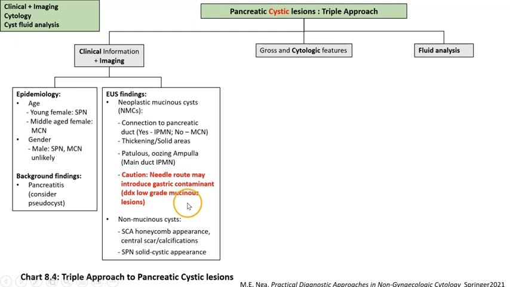the transgastric route. For non-mucinous cysts, the serous cystadenoma tends to have a very classical honeycomb appearance, and sometimes there is also a central scar or calcifications, and this can also be seen on CT or MRI. And the solid pseudopapillary neoplasm often has a solid cystic appearance.